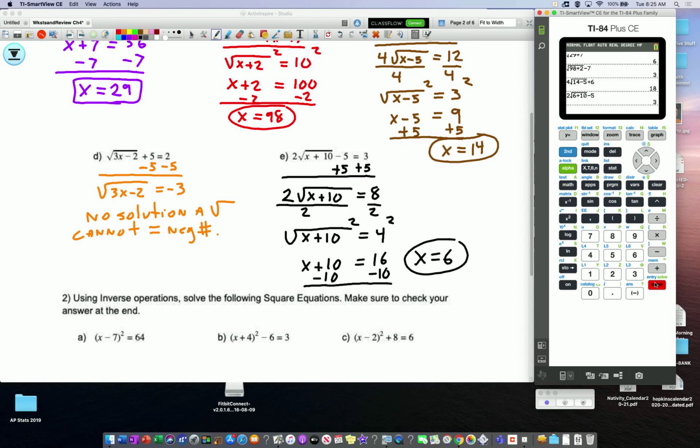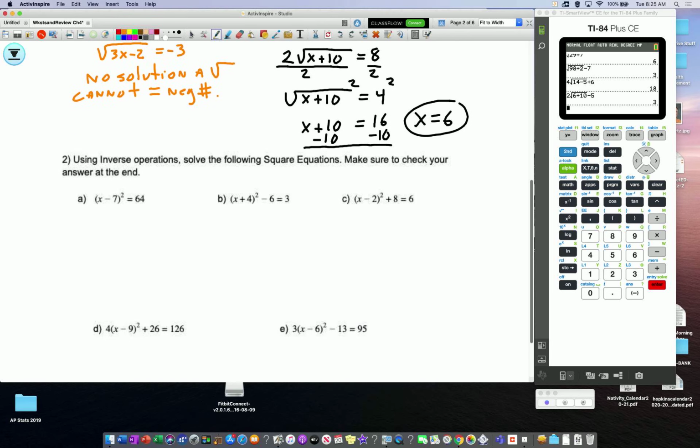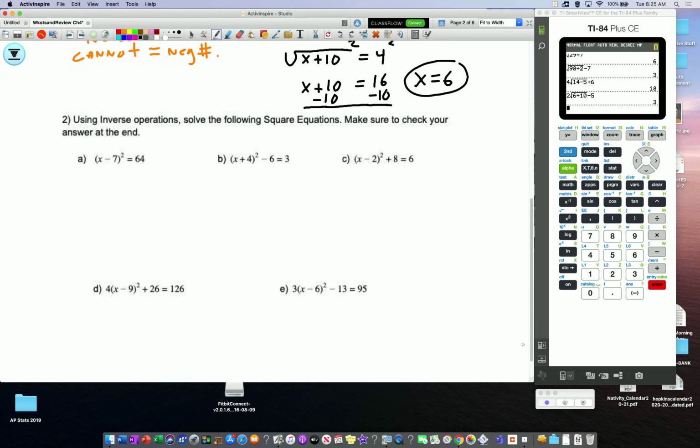All right, number 2, we have the square problems. So square equations, remember, we could have 0, 1, or 2 solutions. Okay? So when you do these, remember, when we do square root, you gotta remember plus minus. So like on the first one here, I can square root both sides right away, but don't forget plus minus.